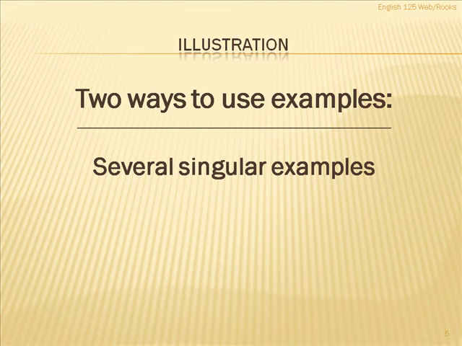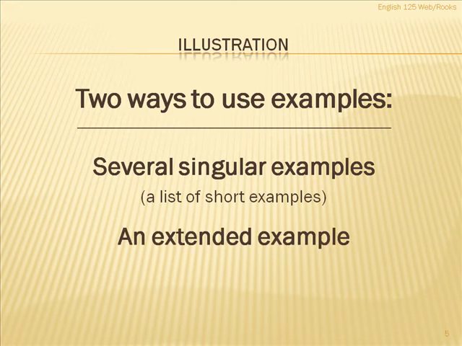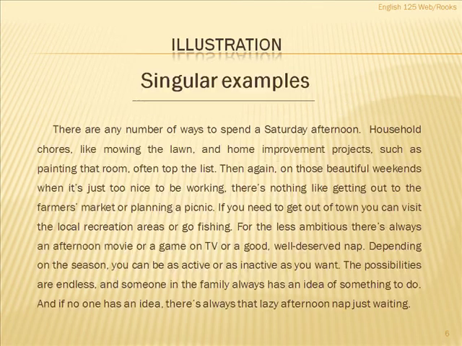Now, there are basically two ways that you can use examples. The first is to use several singular examples. By that we mean basically a list of short examples. The other way you can do it is to use what's called an extended example. This is usually in the form of an anecdote or a story or reporting a case study or something like that. And of course that would be a paragraph or more.